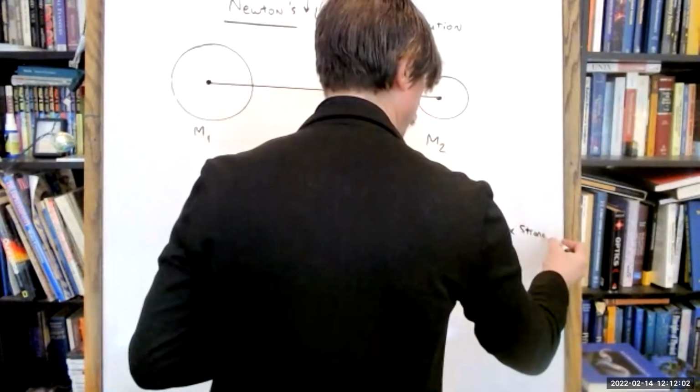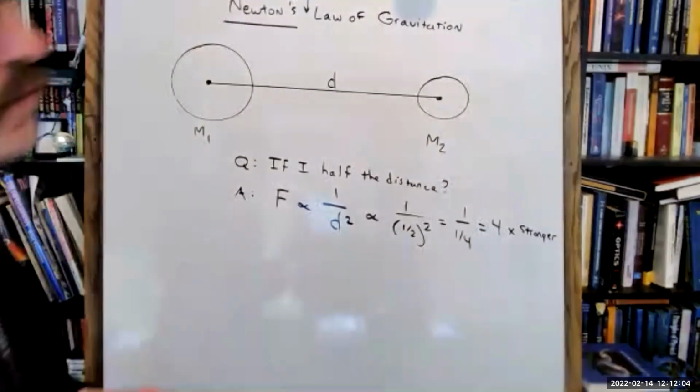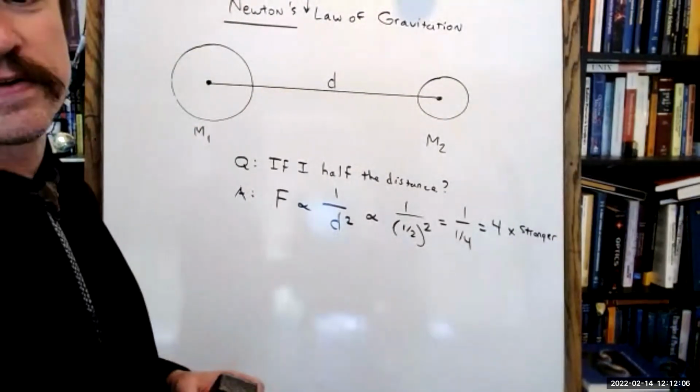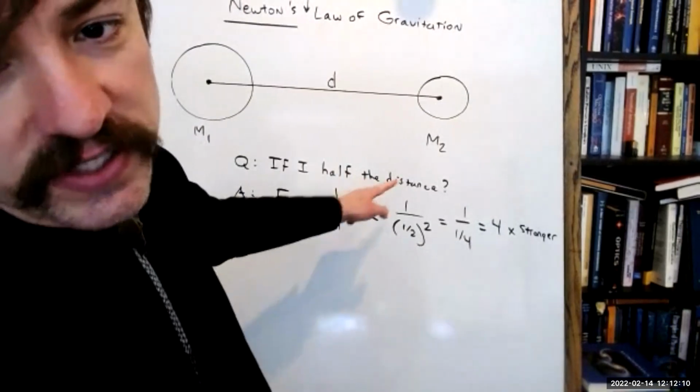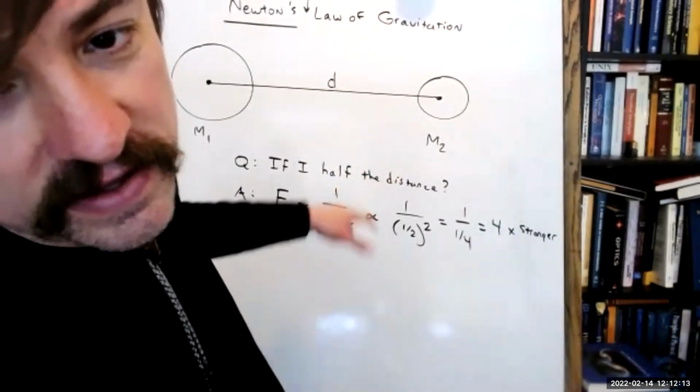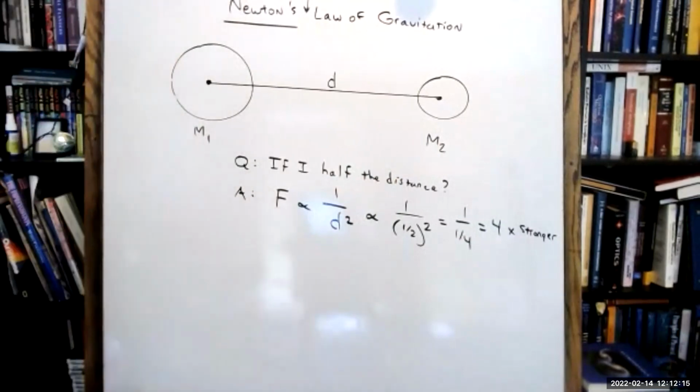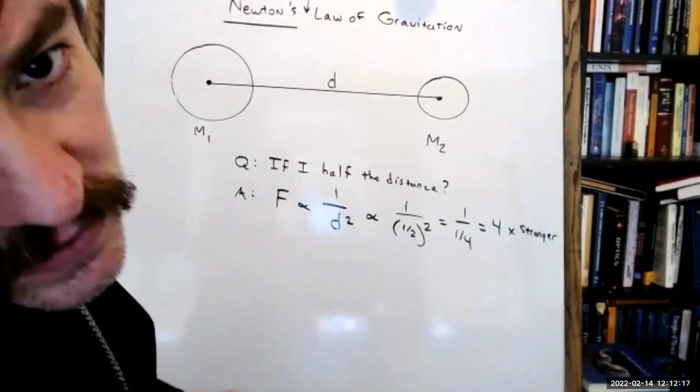It's 4 times stronger. The new force is 4 times stronger than the old force. Notice that when I change the distance, I only include the distance, not the masses, and vice versa. That's how proportionality symbols are used.